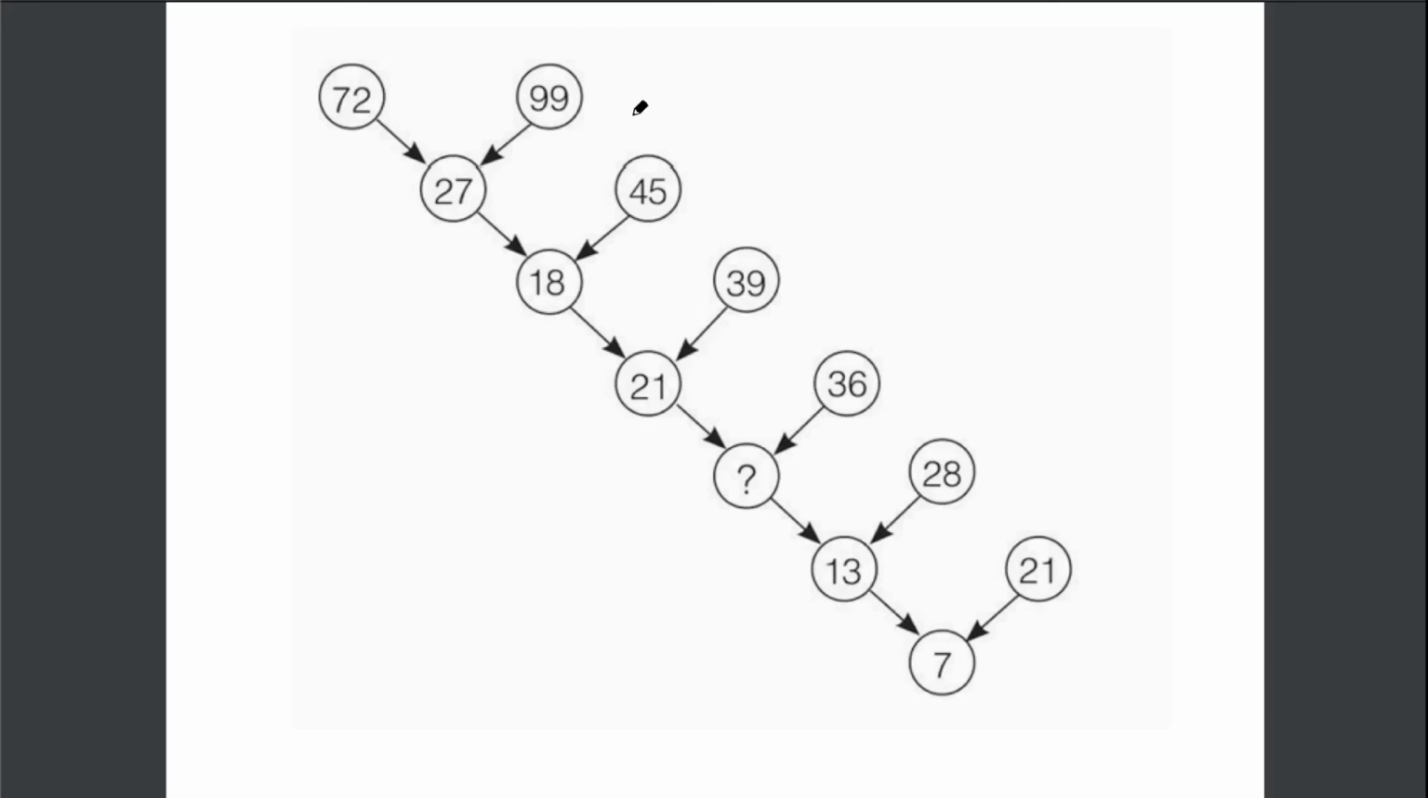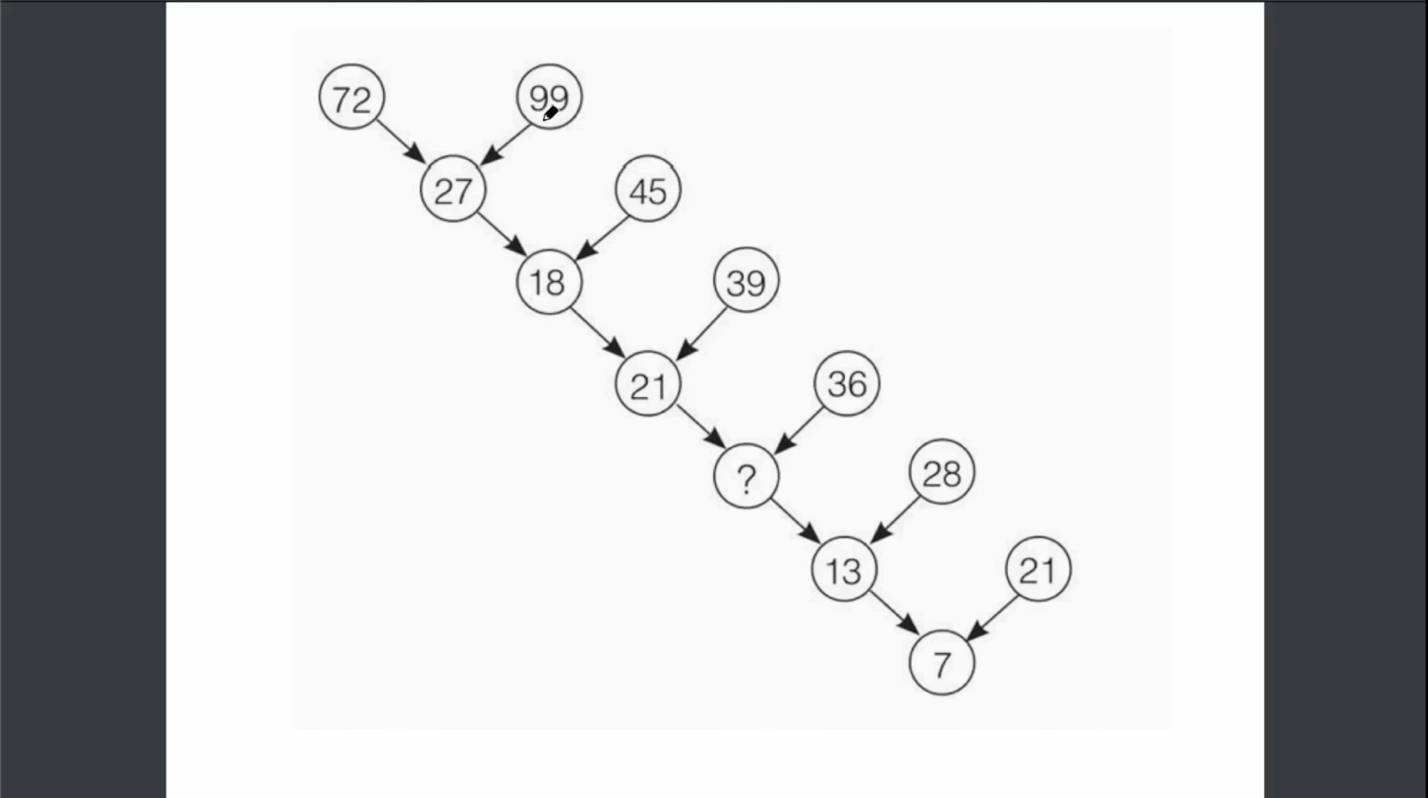So the trick is that you think that it's the difference. So each one you think you're subtracting. So 99 take 72 is 27, 45 take 27 is 18, 39 take 18 is 21, and so then you would think this is 15, 36 take 21, and then that works for 21 take 15 is 13. Then you get to the final one, 21 take 13 should be 8, not 7. So then you say, okay, this is a mistake, this should be 8. It's not a mistake, there's a different pattern.